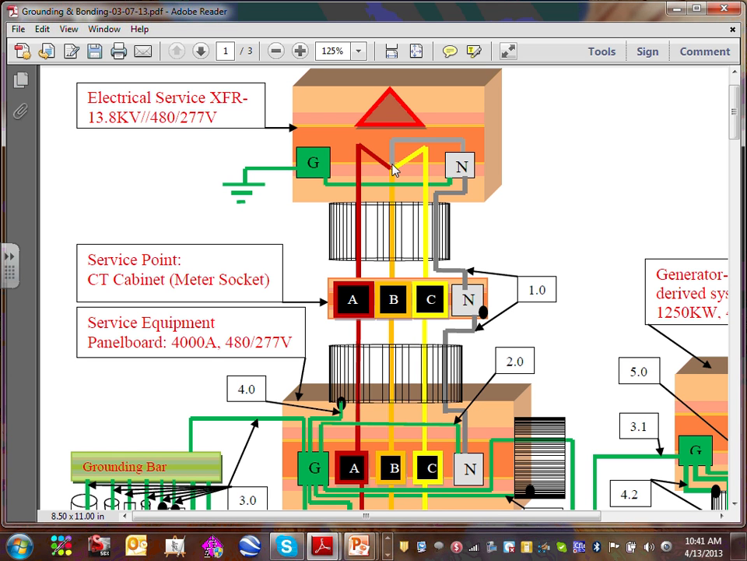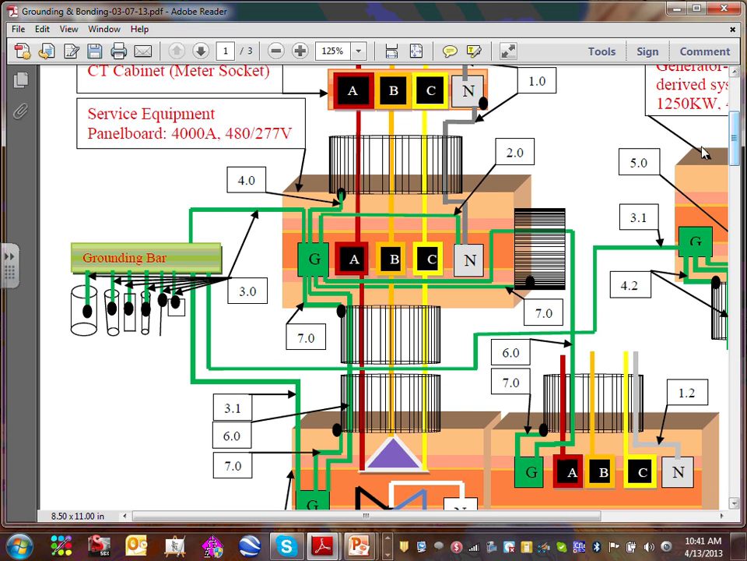What happens if I started with delta-delta? You typically don't feed a building with a delta-delta, but what happens if you have one? Everything that I told you, all this sheet, applies. The only thing you're going to lose if you have a delta-delta is wherever you see a main bonding jumper or a system bonding jumper; these will be removed.